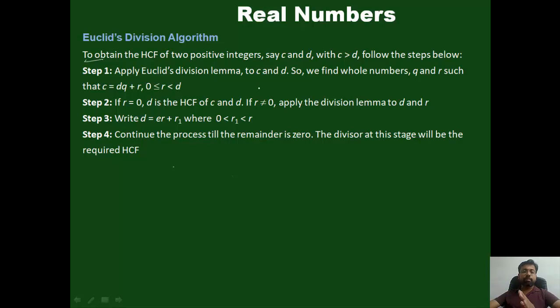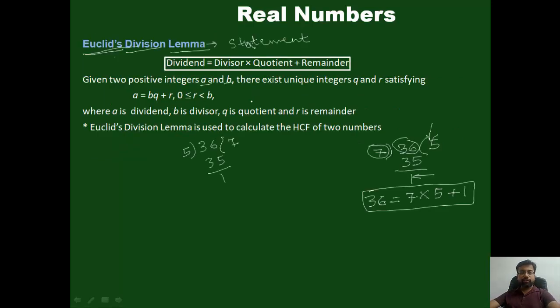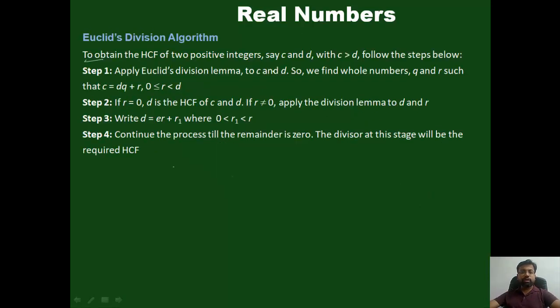So C will be the number A that we saw in the last slide. Remember, the dividend is the larger one and the divisor is the smaller number. So here C will be the dividend and D will be the divisor. And you apply it. So you have C is equal to DQ plus R. Since we are applying Euclid's division lemma, we know that for any two positive integers C and D, there would exist two other numbers Q and R, where R lies between 0 and D, such that C is equal to DQ plus R. This is what the division lemma is.